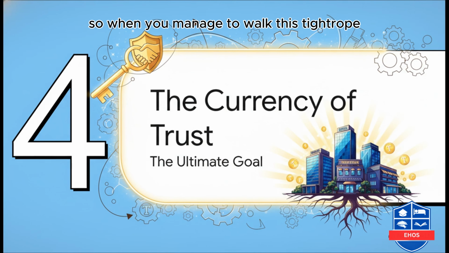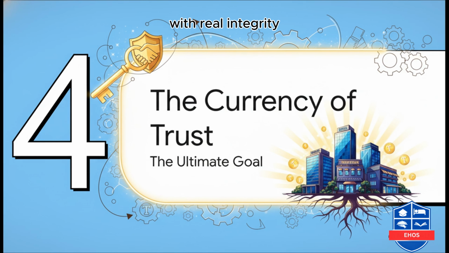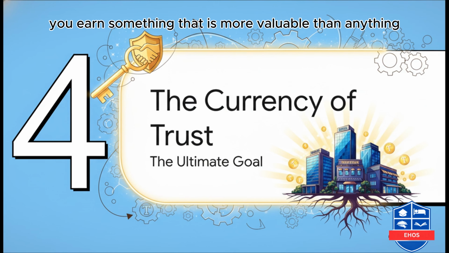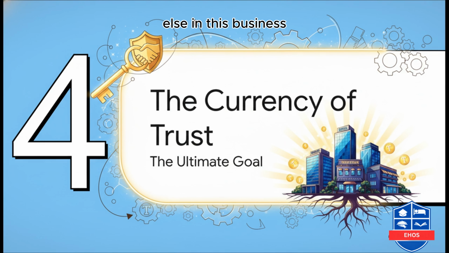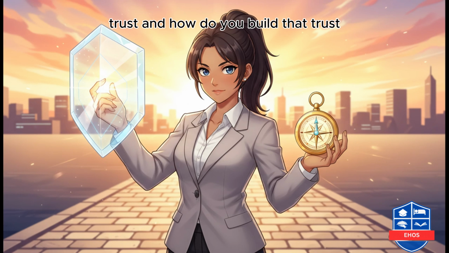So when you manage to walk this tightrope with real integrity, you earn something that is more valuable than anything else in this business. You won't find it on a balance sheet, but it's the ultimate goal: trust. And how do you build that trust? Well, the tools are actually pretty simple. They're the same pillars we talked about at the beginning.